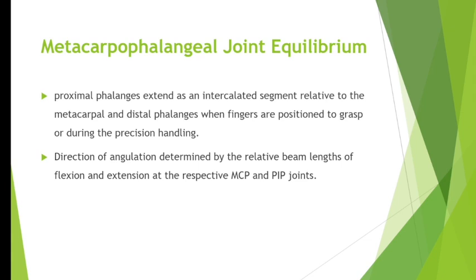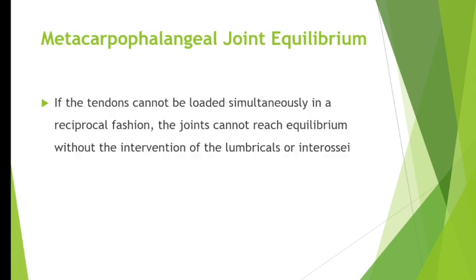Now, if you see the MCP joint equilibrium, it mostly depends on the intermediate component, that is the proximal phalanx, which is also called the intercalated segment. As we discussed earlier, the direction of the angulation of this proximal phalanx is determined by the relative beam lengths of the flexion and the extension respectively at the MCP and PIP joints.